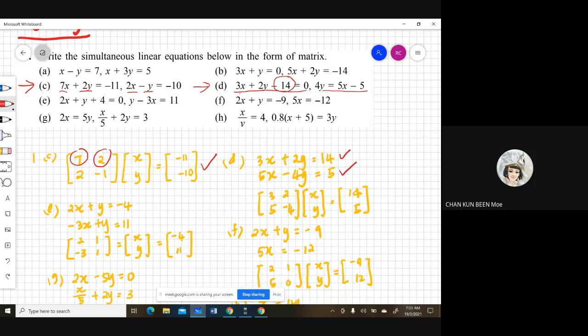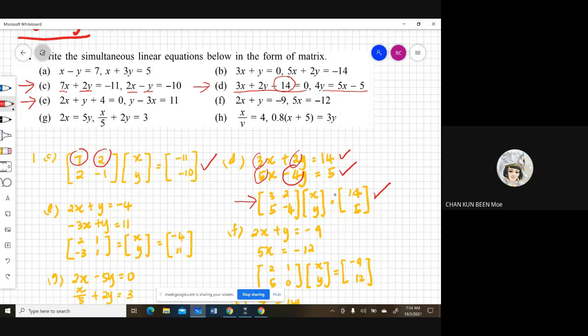So after you have changed both to the general form, then you can write down in the form of matrix already by copying down the 3, 2, 5, negative 4 into the matrix. So this is the answer. You check, is equal to 14 and 5 at the back. Okay, then we continue with question E.